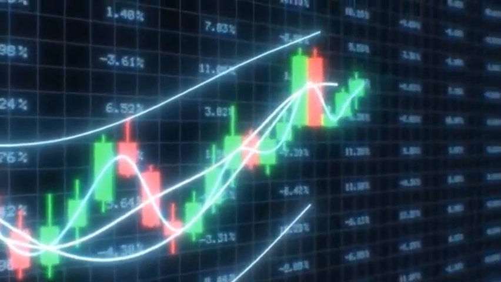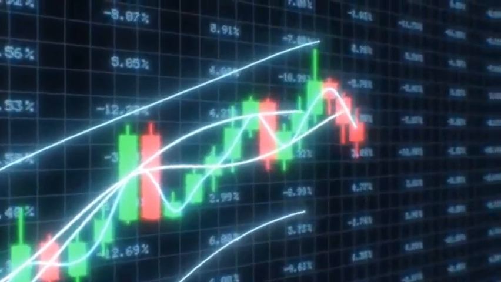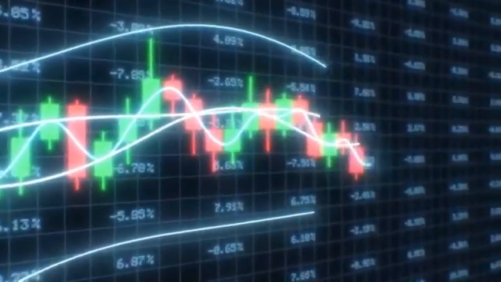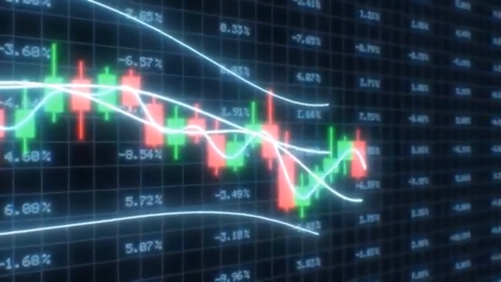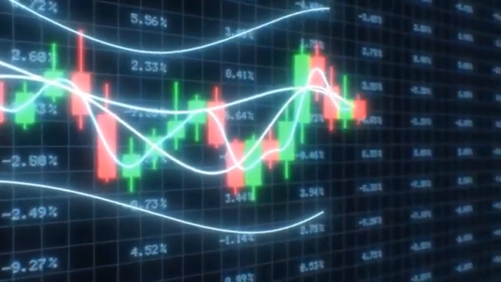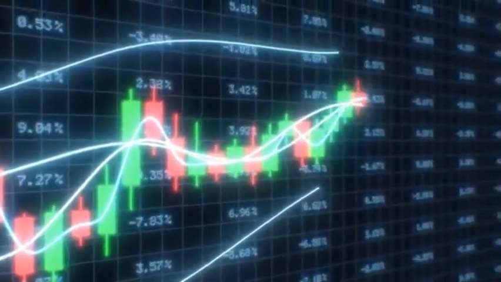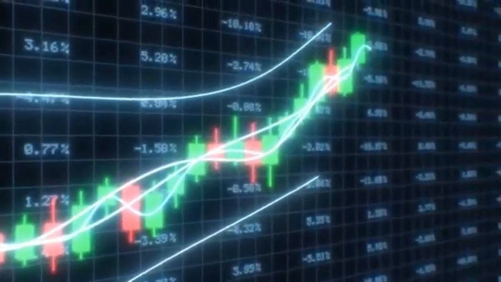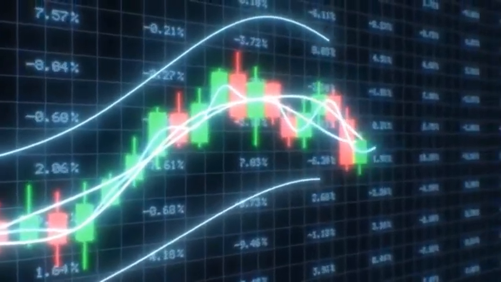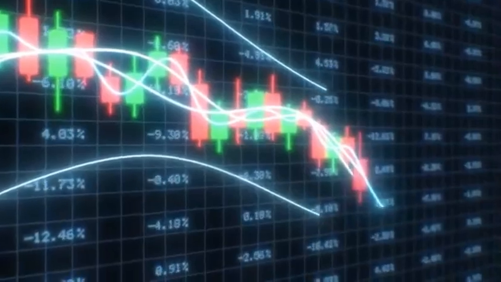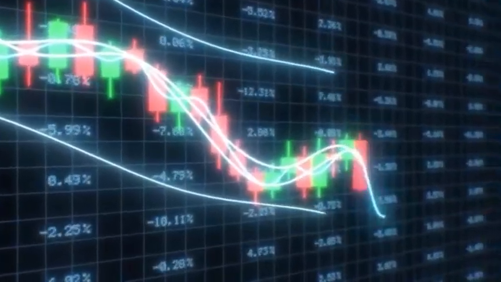But understanding trends isn't as simple as just looking at a chart. Murphy breaks it down clearly. 1. An uptrend. This happens when the price is moving higher over time. In an uptrend, you'll notice the market is making higher highs and higher lows. It's a clear signal that buyers are in control, pushing the price up.